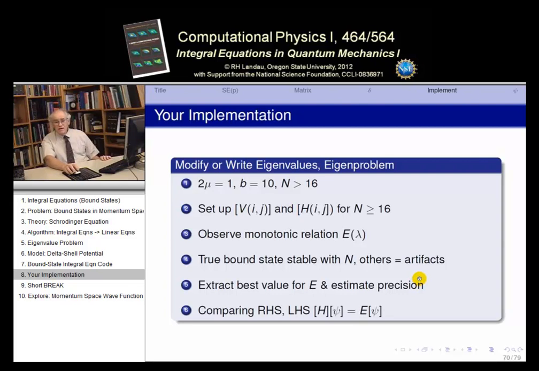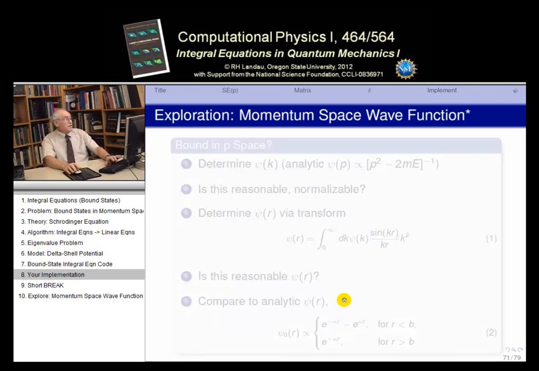And finally, whatever you do, you get answers. You get a psi, you get an energy. Check how the right and the left-hand side of this equation compare. Take the Hamiltonian matrix, you know that, multiply by the wave vector that comes out of the code, and then see if that is, in fact, E times psi. The normalization of the wave vector doesn't matter. You don't have to normalize it. So that's it. Okay, so now let's take a break and look at momentum space wave functions shortly.